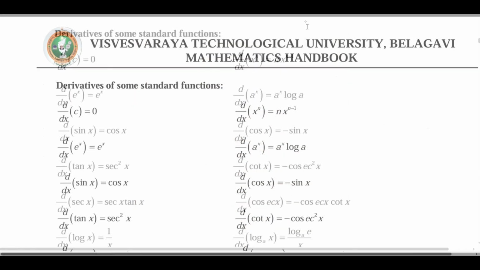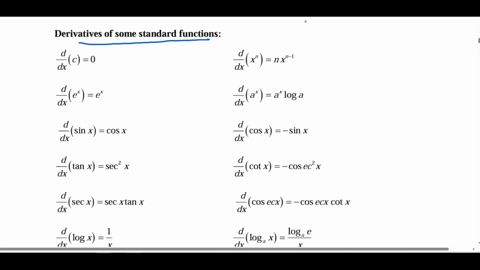Here we have some important derivatives of some standard functions. If the function is c, that is a constant, the derivative is 0. The derivative of x power n is n x power n minus 1. E power x is e power x, there is no change. A power x is a power x into log a. Then sin x gives cos x, and cos x gives minus sin x. Tan x gives secant square x, cot x gives minus cosecant square x. Secant x gives secant x tan x, cosecant x gives minus cosecant x cot x.